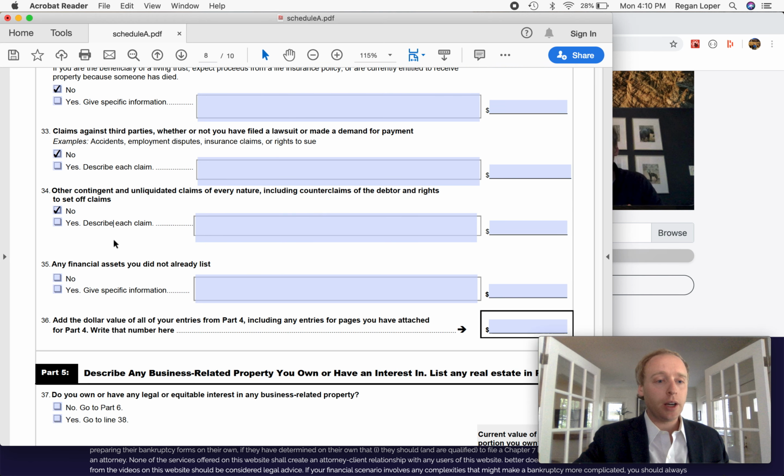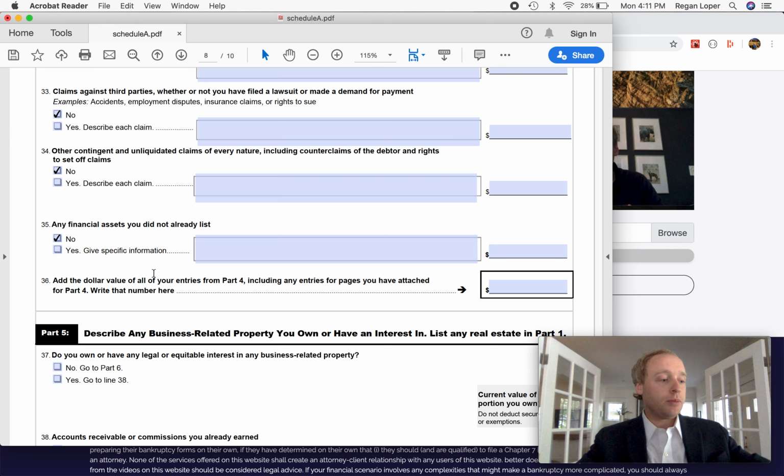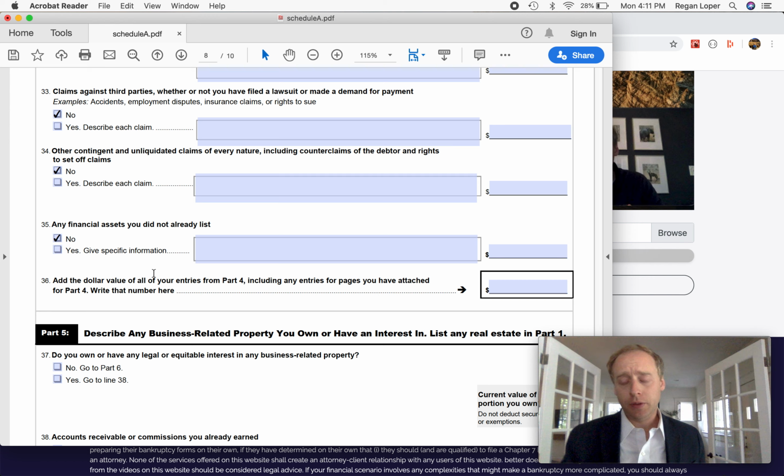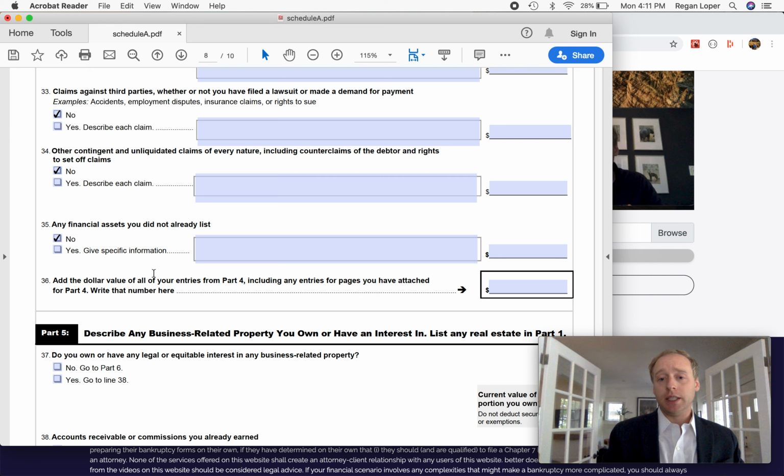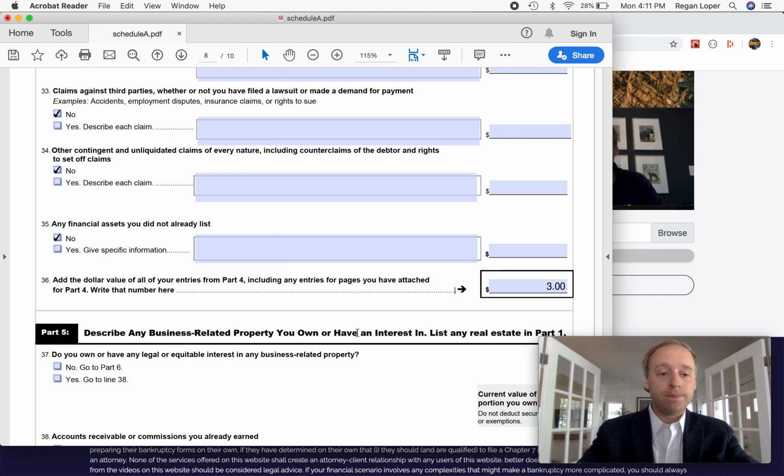She selected no here. Any other financial assets she didn't already list, she said she's listed everything, and she selected no. Okay, so now it asks, add the dollar value of all the entries from Part 4. If you'll recall, the only thing she actually listed from Part 4 that she owns is her checking account with $3 in it, so that's all she listed.